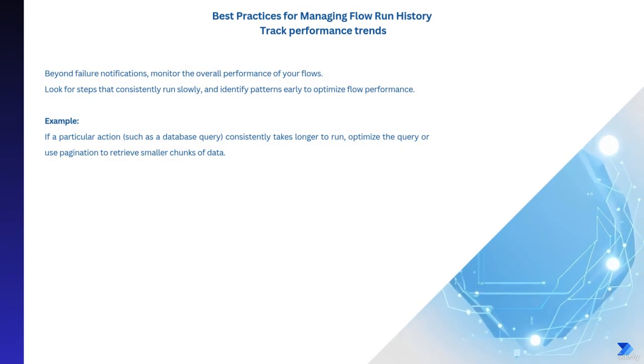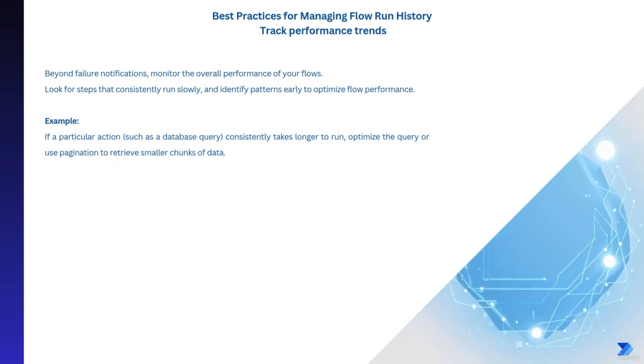Track performance trends. Beyond just failure notifications, track the overall performance of your flows. Monitor how long flows take to execute and look for any steps that consistently run slowly. Identifying these patterns early can help you optimize flow performance by making adjustments to the logic, connectors, or data retrieval processes. Example: if you notice a particular action consistently takes longer to run, such as a query to a database, optimize the query or use pagination to retrieve smaller chunks of data.